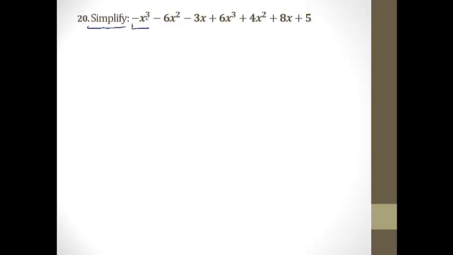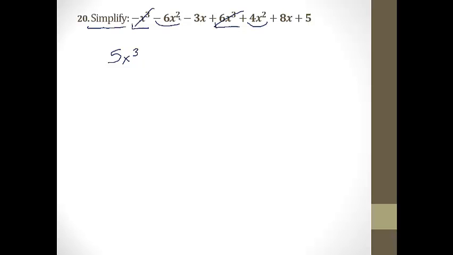I'm going to start with the highest exponent, which is 3. And I'm going to look at any terms that have an exponent of 3, and these would be like terms. So negative 1x cubed plus 6x cubed. You have negative 1 plus 6. Adding the coefficients gives you positive 5x cubed, and that takes care of these terms, so I'm going to cross them out. The next highest exponent is a square, or 2, so both of these terms have squares.